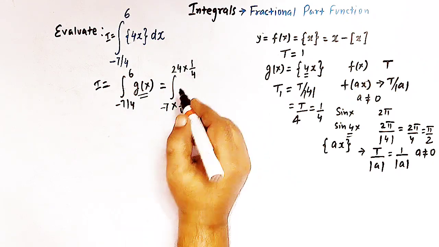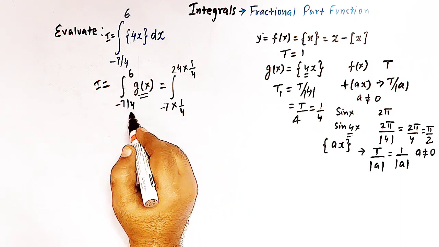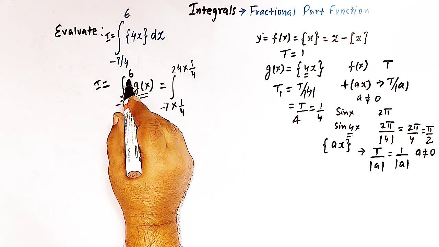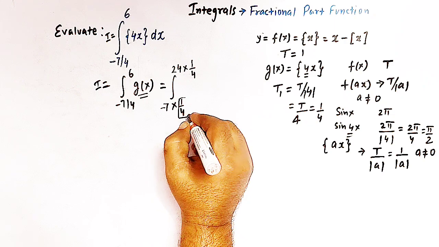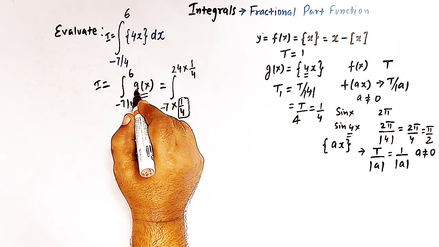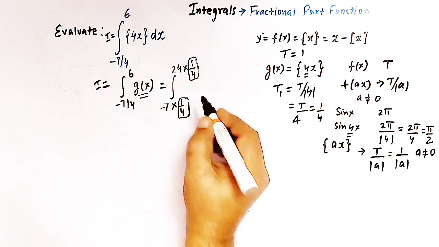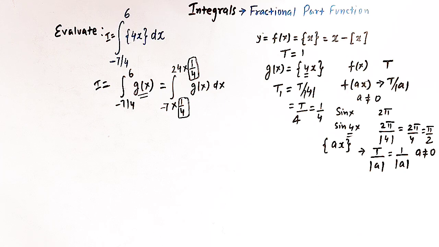So we have now expressed the limits in this form. Minus 7 by 4 can be written as minus 7 times 1 over 4, and 6 can be written as 24 times 1 over 4, so that here we have the period of this function g of x, right? So now here we will utilize an important property of definite integrals involving the periodicity of functions.